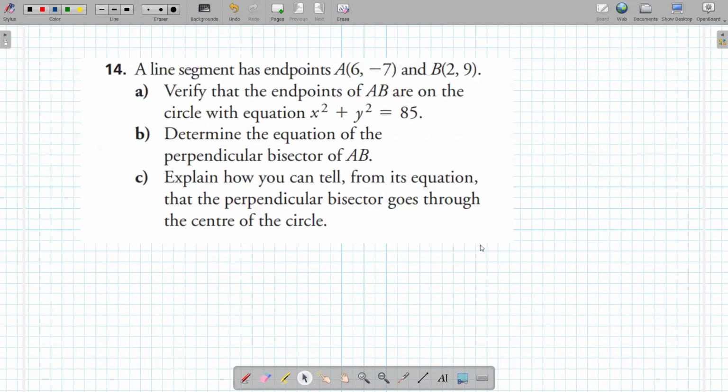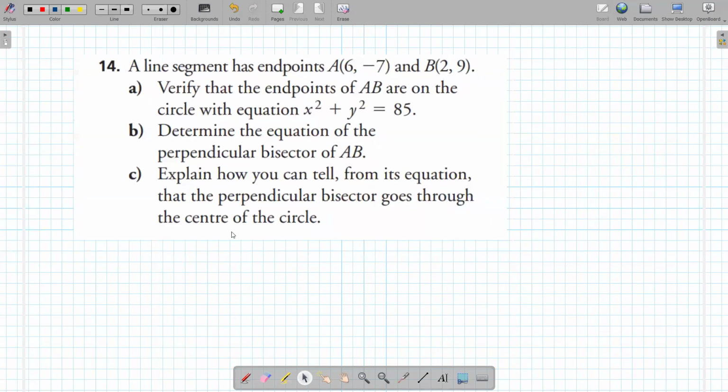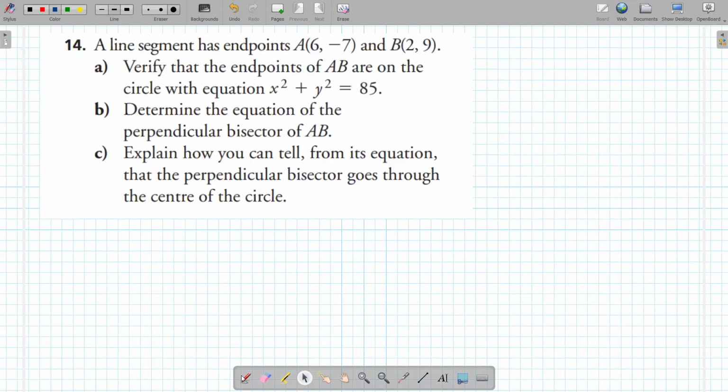Let's look at this. It says a line segment has endpoints, these two. The question A is to verify that the endpoints of AB are on the circle. So how can we prove that those 2 points are part of this equation? You just plug them in as x and y, and if it works out, then you're good.